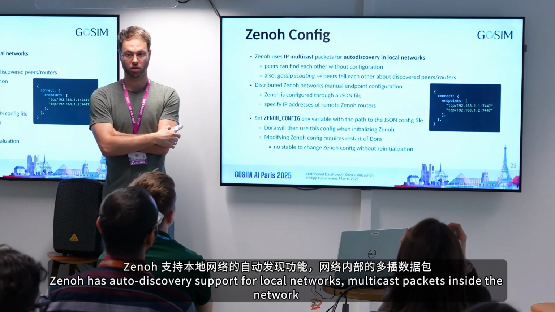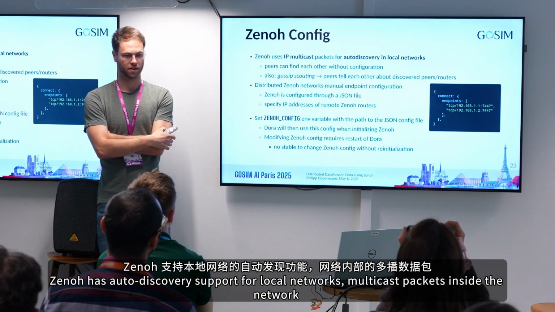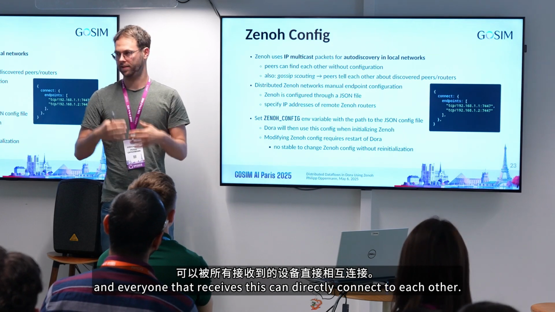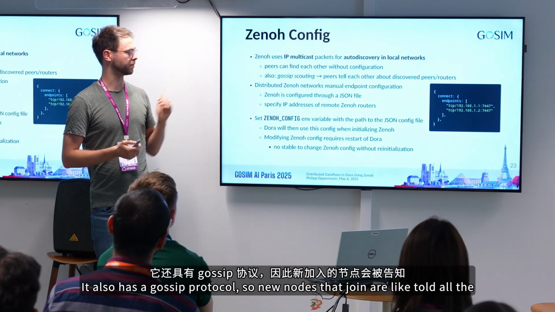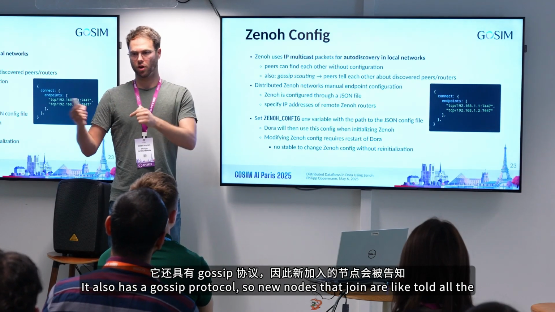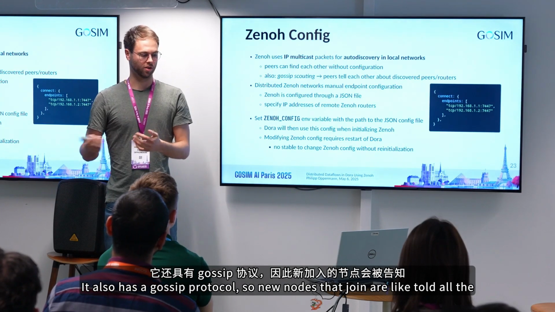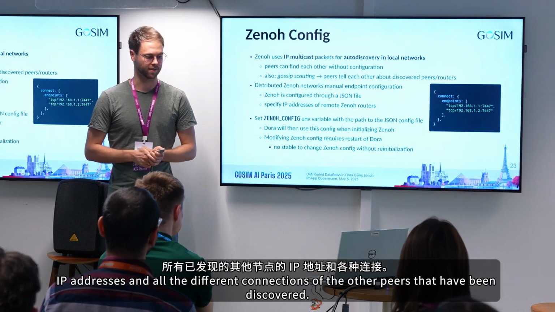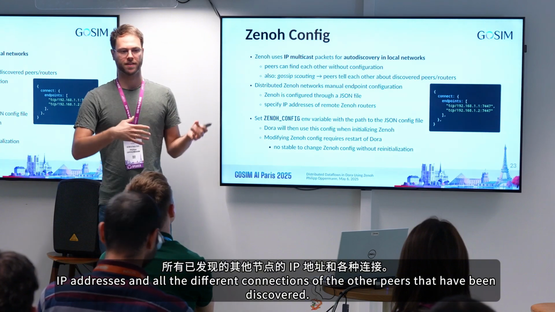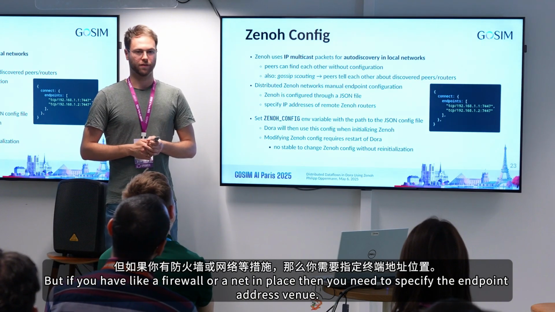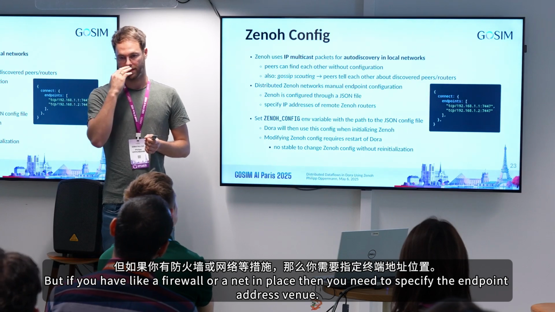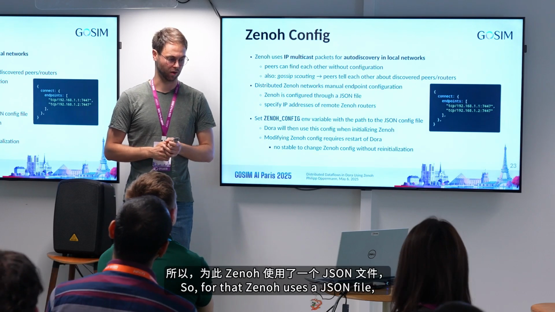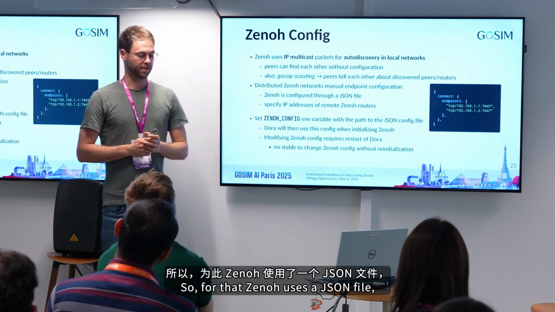Zenoh has auto-discovery support for local networks. It sends multicast packets inside the network, and everyone that receives them can directly connect to each other. It also has a gossip protocol, so new nodes that join are told the IP addresses and different connections of the other peers that have been discovered. But if you have a firewall or a NAT in place, then you need to specify the endpoint addresses manually. For that, Zenoh uses a JSON file.